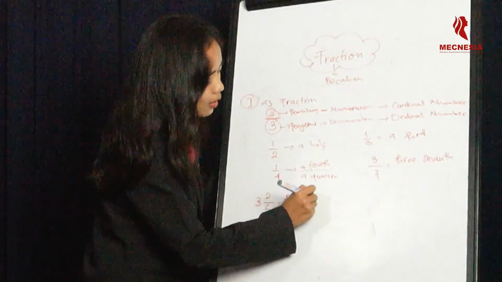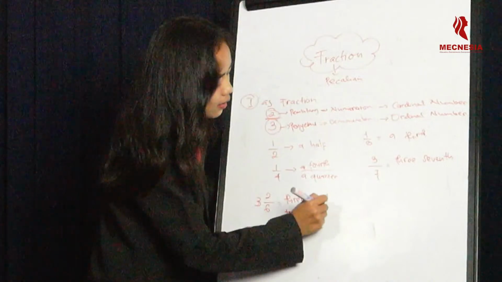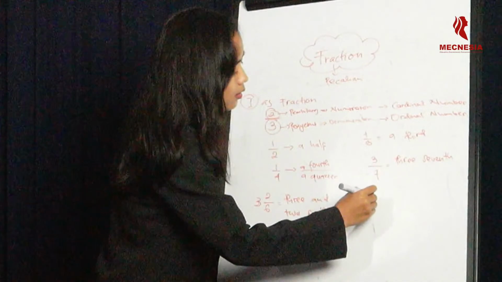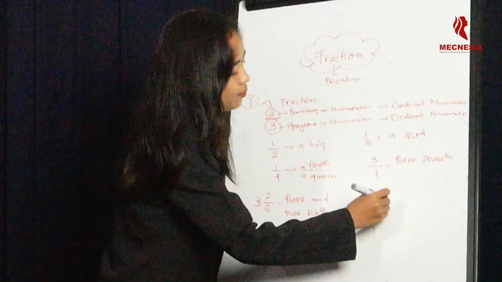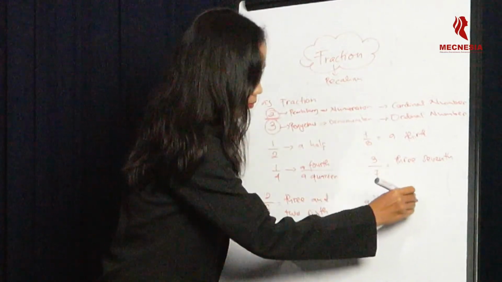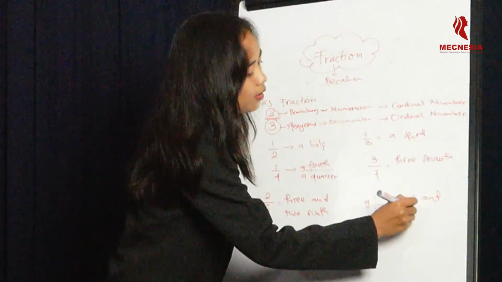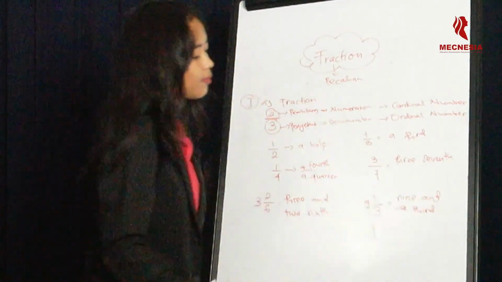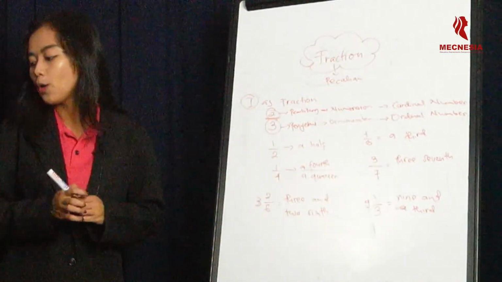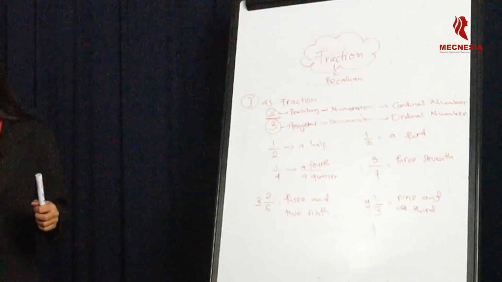3 and two sixths. Next, 9 1/3. Berarti 9 and a third. 9 and a third. One more time. 9 and a third.